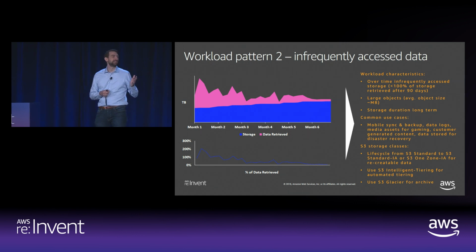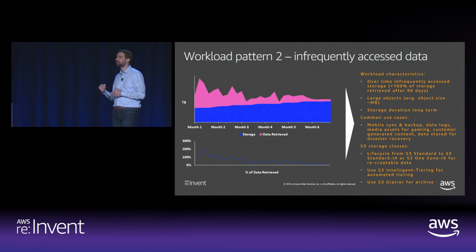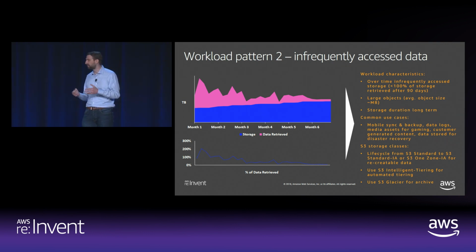Examples are mobile sync and backup workloads, data logs, media assets. All these workloads where there's a lot of interest in the data at the beginning, and then over time, it's less accessed. What you can do here is store your data at the beginning in S3 standard, and then use our tools like storage class analysis to figure out what to move, and then move it into standard infrequent access. Or if it's a secondary copy, move it into one zone infrequent access. Or, and that's the new way which we have now since 2 days ago, you can use S3 intelligent tiering if you don't want to do those manual processes of monitoring, analyzing, and tiering, and just let the storage class S3 intelligent tiering do the cost optimization for you.